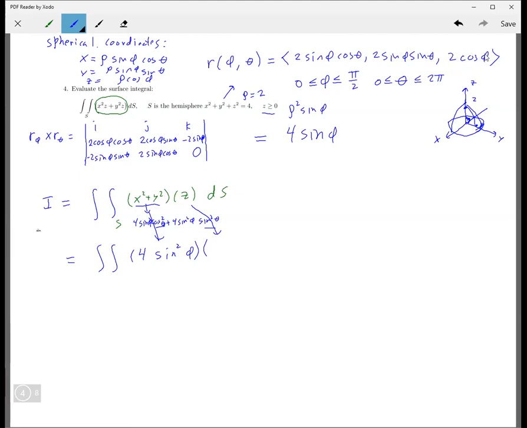It's just this, right? 2 cosine phi. That's our z. Okay, and then for the dS, we've replaced that with what? With this. Okay, and then we'll go d phi, d theta. So what? The limits on phi are 0 to pi over 2, and the limits on theta are 0 to pi. I mean 0 to 2 pi.